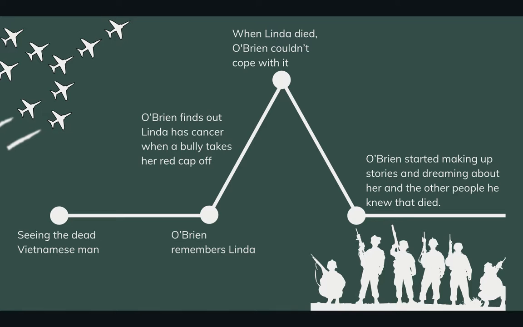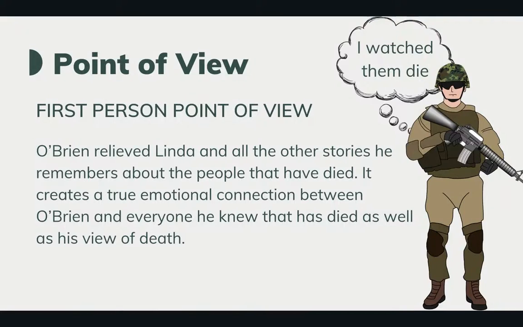This is the plot diagram. The biggest parts were starting with the dead Vietnamese man that reminded O'Brien of Linda, and then finding out Linda had cancer. Linda, of course, dying, and the way he copes with it is by making up stories and dreaming about her and the other people he knew that had died.